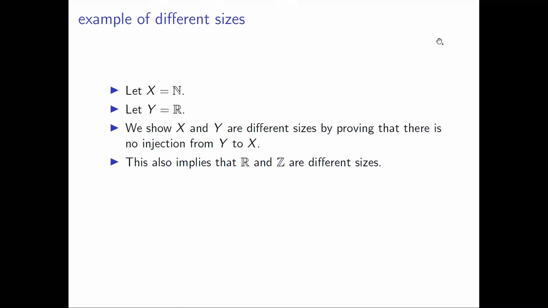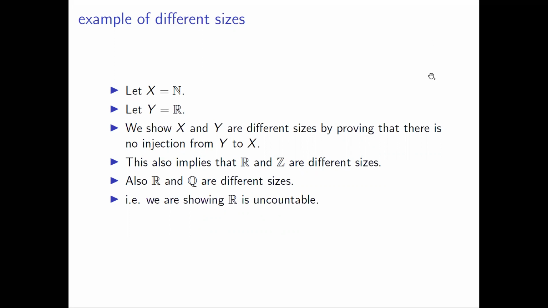And this is going to imply that the reals and the integers have different sizes as well, because we know that the naturals have the same size as the integers. So if the naturals have a different size from the reals, then the reals must be different from the integers in size. Same with the size of the reals and the rationals. They have different sizes. So the reals are much larger than the rationals. So we're going to prove that the reals are uncountable. And we're going to do a proof by contradiction.